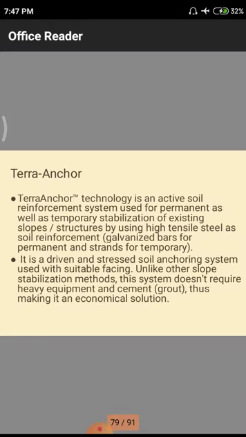Normally we are observing the anchoring system. The anchoring system normally consists of different wires arranged into the structure. Terra anchor technology is an active soil reinforcement system used for permanent as well as temporary stabilization of existing slopes. Here we are observing two terms: temporary and permanent slope stabilization.